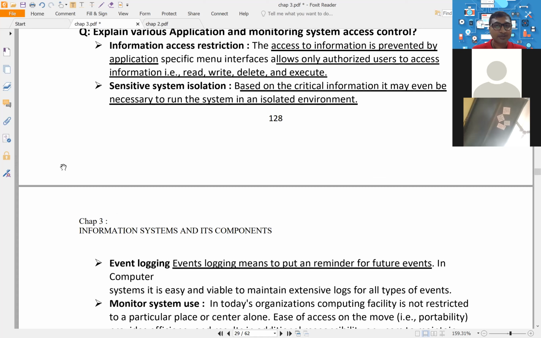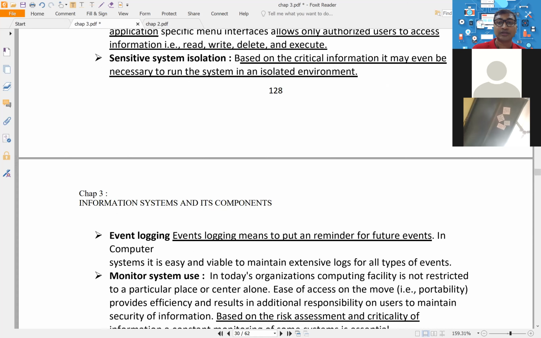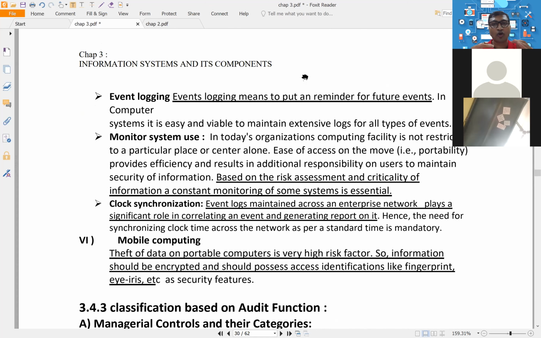If you think that your system has important data, isolate it from the other computers. The most important thing, you should always log all the events, especially those events which deviate from the standards. Correct? Because it will help you to find any future fraud. That is what is called event logging. Whenever your users are accessing the system from outside the company, you should always monitor their use, what they are accessing, how they are accessing.